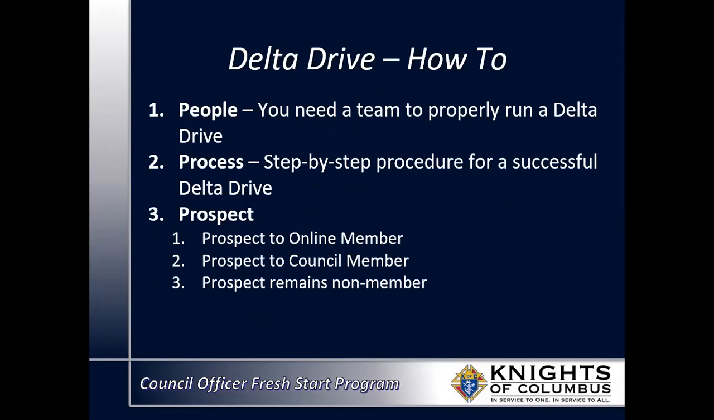How to do this really requires 3 things. You need people. You need a team of people that are going to run the drive. That's why I ask you to get yourself a group of people to help you out. Get those district deputies and state membership team and your pastor to help you. There's a process, and you'll see in the following few pages what the process is to run a Delta Drive. And for all the process you get through, they either join as an online member, or they become a council member, or they don't do either, but you keep tabs on them so you can follow up later and maybe talk them into becoming members in another 6 months or a year. So don't lose track of those prospects.